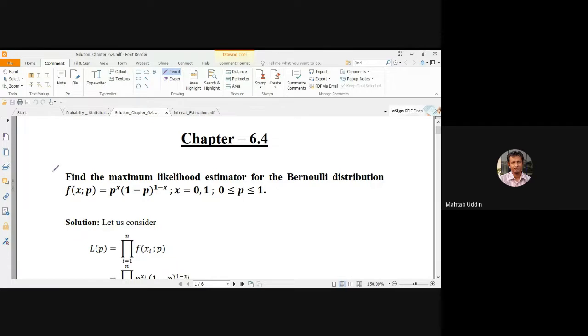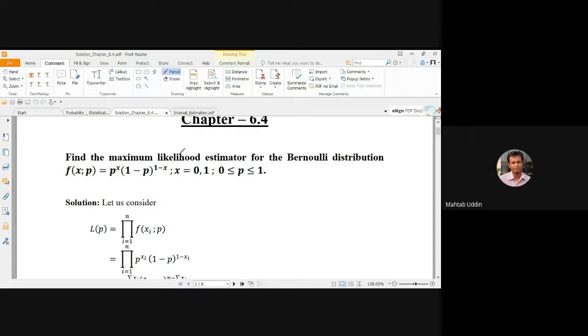This is the preliminary concept given in the book, so there is no number of examples or exercises here, just I have written the question. Find the maximum likelihood estimator for the Bernoulli distribution. What is Bernoulli distribution? Bernoulli distribution is actually binomial distribution with a single trial. That is, here nCx has n equal to 1.